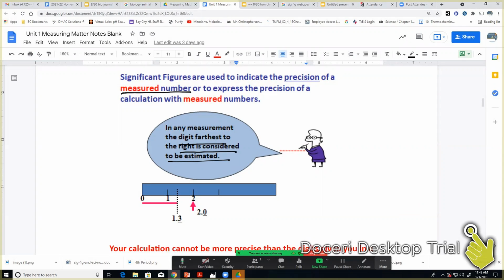So if I have this ruler, it doesn't have very many demarcations. It just has 1, 2, 3, kind of like a beaker. So if I was trying to measure this spot right there, the only thing I know for sure is my 2. That 0.0 after it is my estimate. And that's true for any measurement. A measurement may have 6 places. The last one is always an estimate.